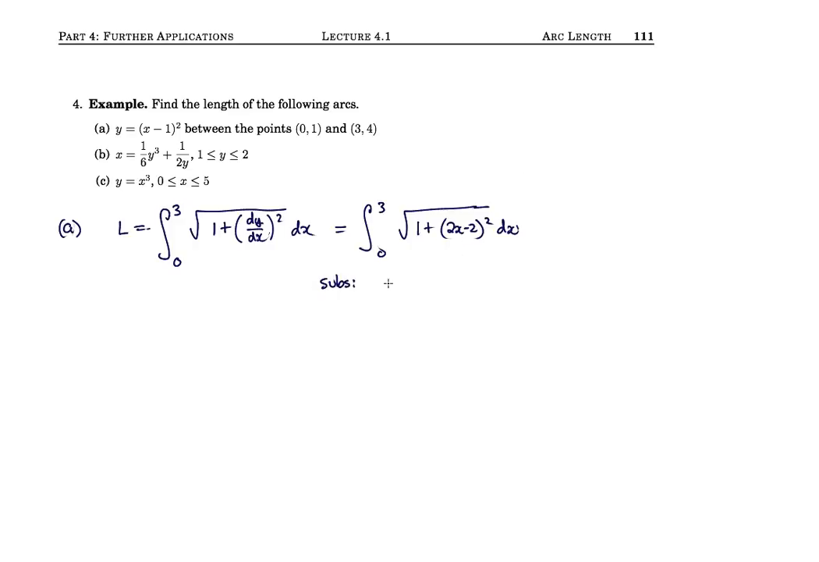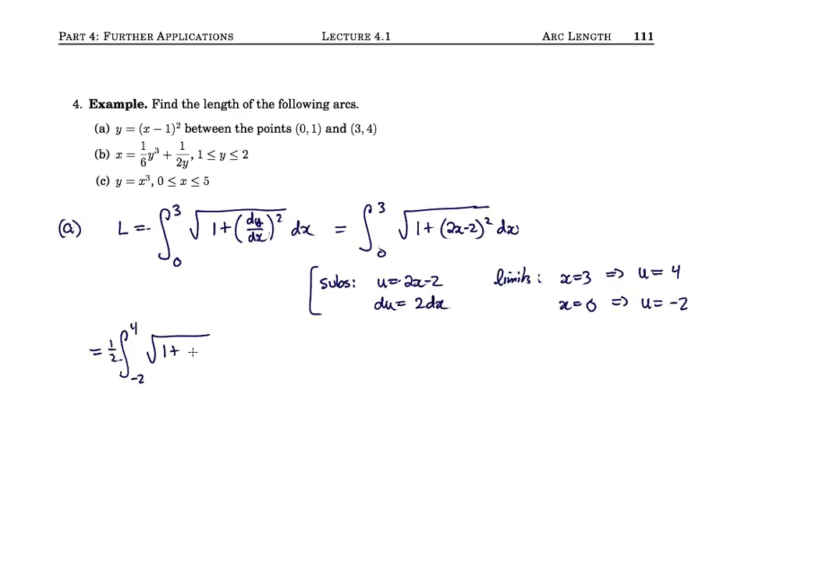Well, the first thing we can do is substitute for u equals 2x minus 2. So du is 2 dx. We can change the limits of integration as well. Now at this stage we see it's the integral of the square root of a sum of squares. So we'll want to see if we can get a trigonometric substitution to work.